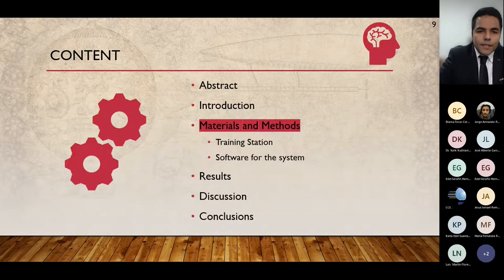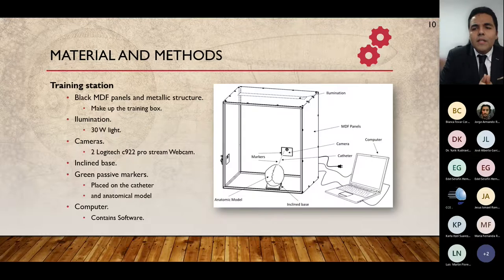How was our project developed? Well, as we said, our project consists of a training station and software. The training station is made of black panels, MDF, and a metallic structure for rigidity. Both make up the training box. When we use image processing, illumination is a very important part. For this reason, we have a 30 watt light in our training box. Cameras are also used to obtain images of the intervention all the time.